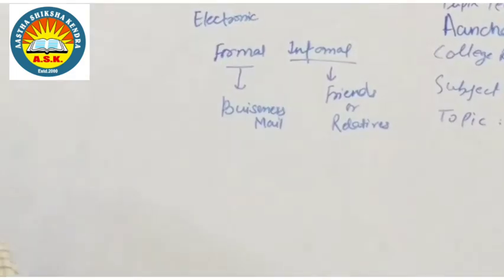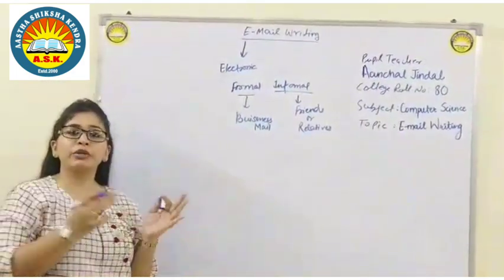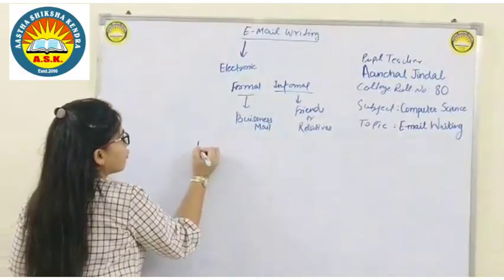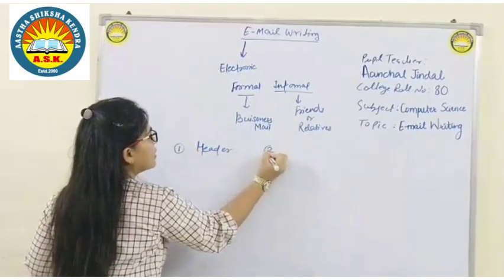So what is the basic structure of email? The structure of email is divided into two categories. First is header, second is body.